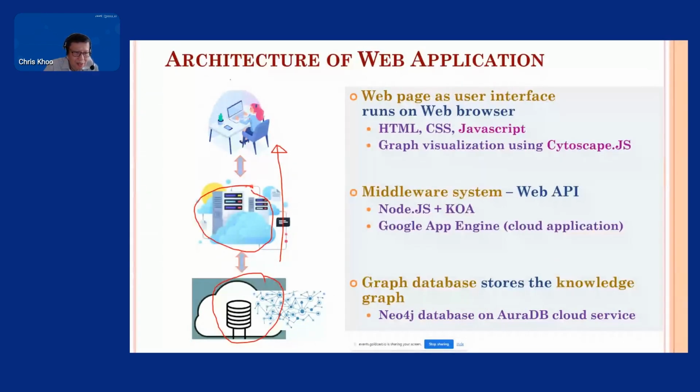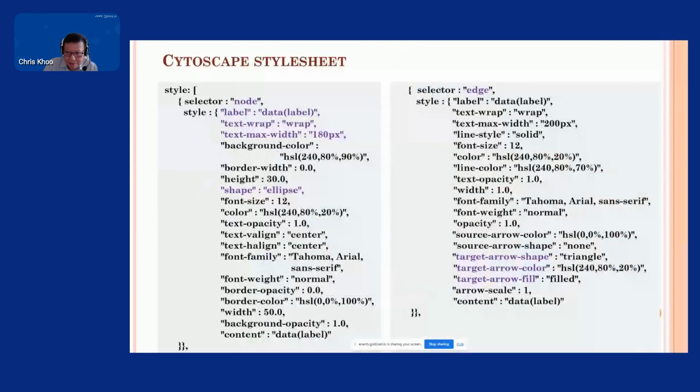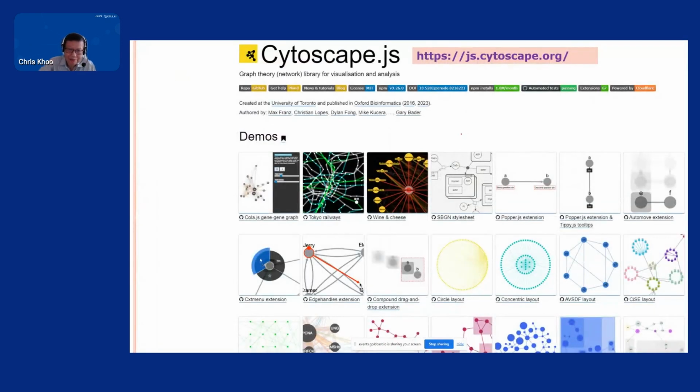The user is displaying the web page that you saw just now on the browser. And that web page has JavaScript running in the background, and then the Cytoscape JavaScript library to render the visualization. This is the Cytoscape page. So everything is here. This is JS Cytoscape.org. The whole manual is just on this page.